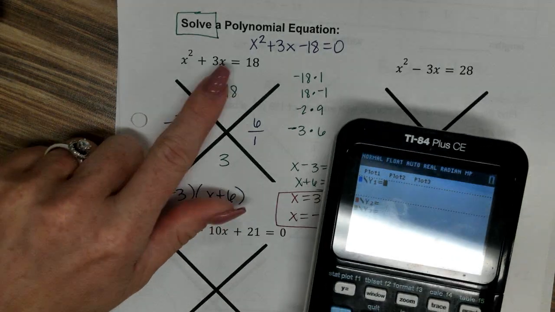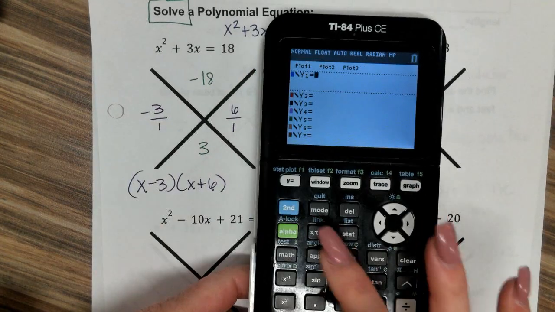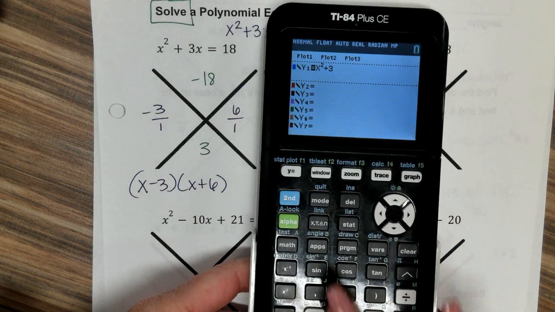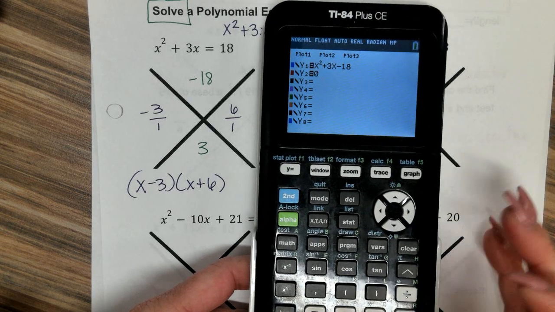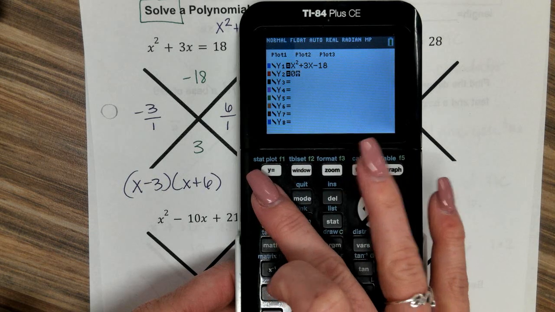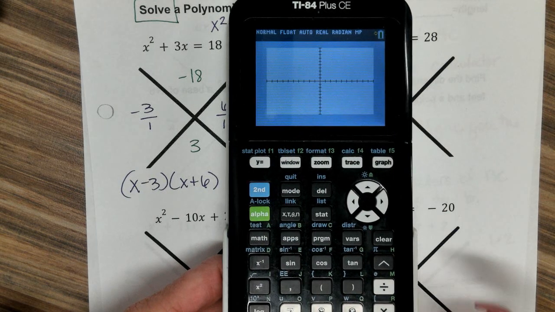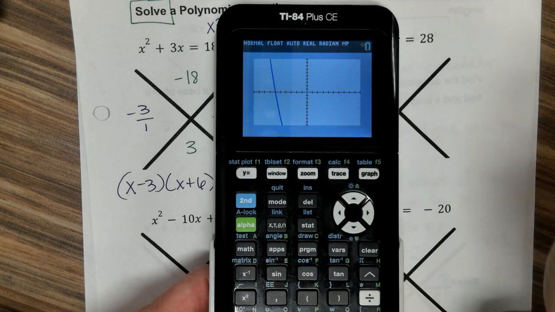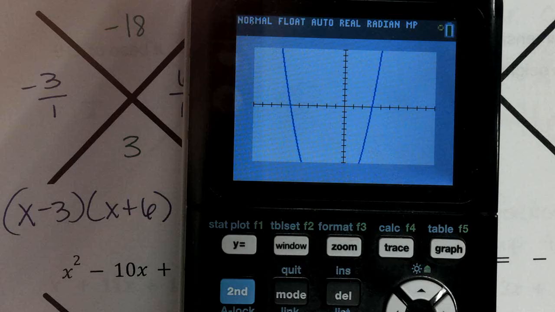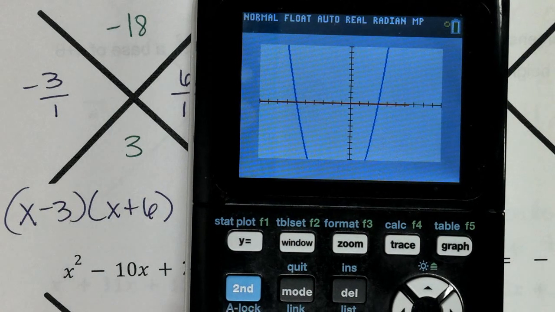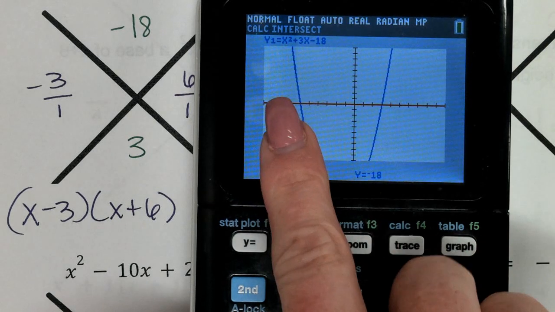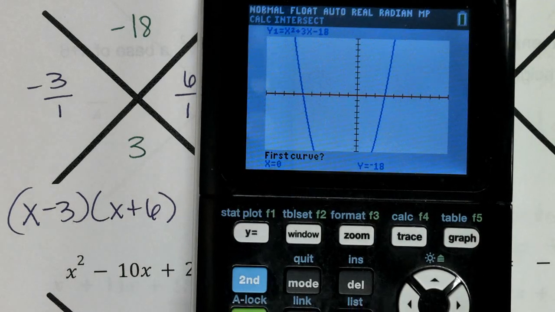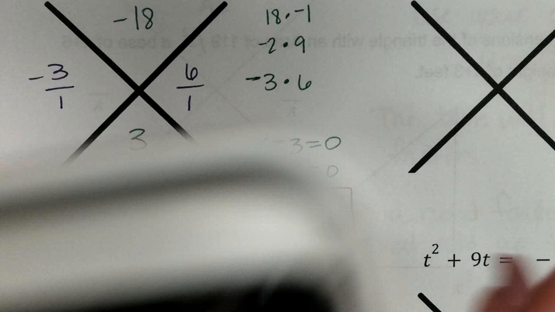To solve this in my calculator, I would put this in y1, x squared plus 3x minus 18, and I would put 0. I would hit what? Second trace, option 5, wait for it to graph. Do I even need to do enter, or can y'all see the answers? One is at positive 3, and one is at negative 6. Y'all see it?